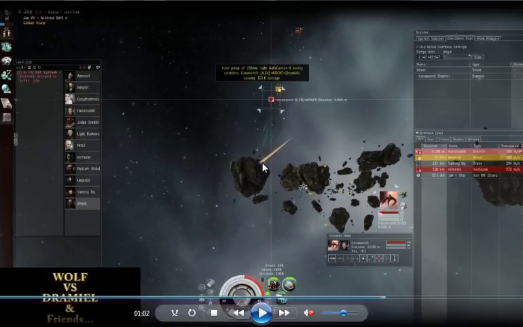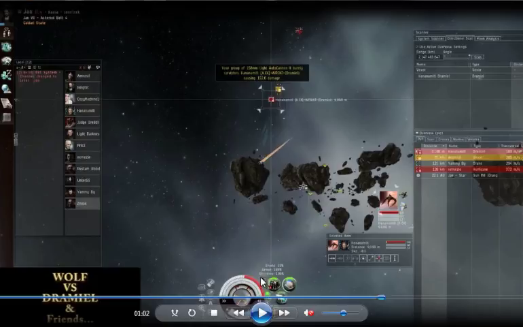The reason for this mistake, he's running away from the Dramiel. The Dramiel is out of shields. At this point, the Dramiel pilot, if he was paying attention and knew what he was doing, knows he's already lost this fight. This fight is already decided at this point. The Wolf has won. The Dramiel has lost.